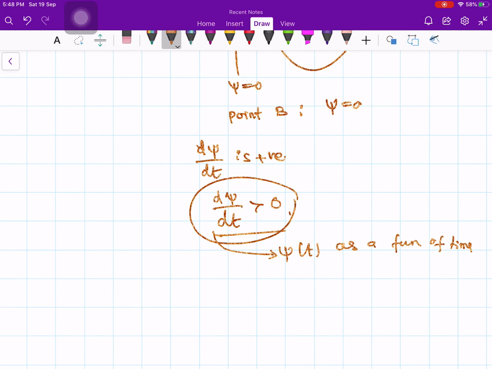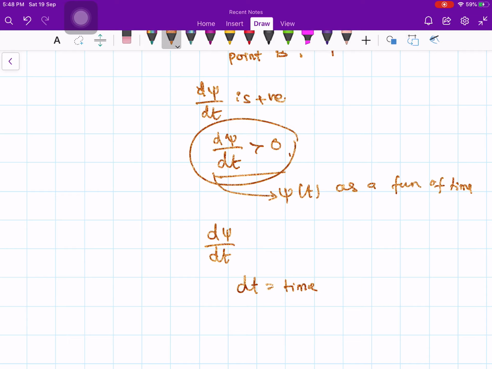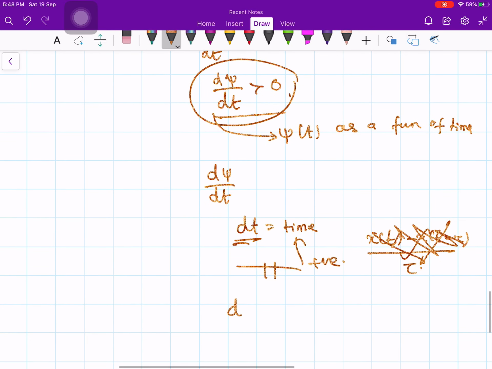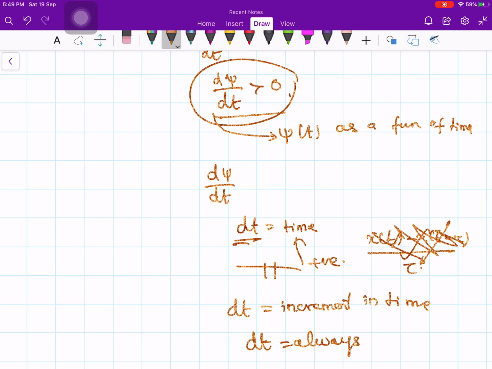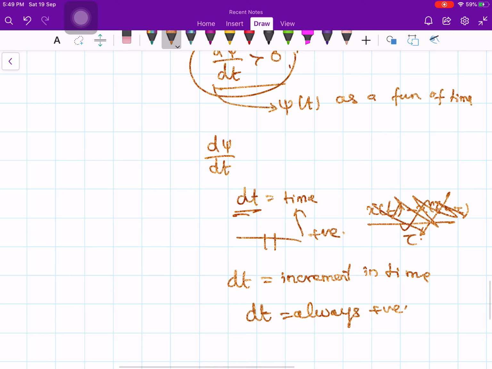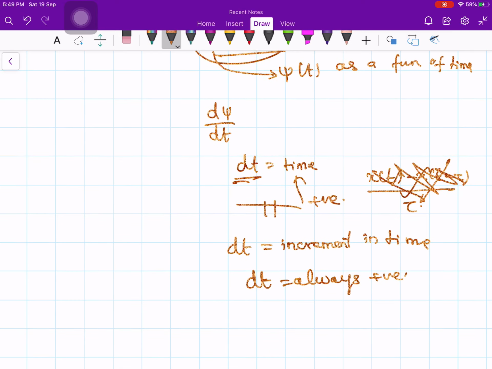Remember, d psi by dt is a derivative, and this dt is a small time interval. If you recall from your derivative definition, you take x of t minus x of t minus tau and divide by tau. That is your derivative. You take a very small interval. Let us keep aside this definition. This dt is an infinitesimally small amount of time, and this time interval must be positive. So dt is an increment in time, therefore this dt will always be positive. Time only progresses forward. It never goes backward. Therefore d psi will always imply a positive increment.